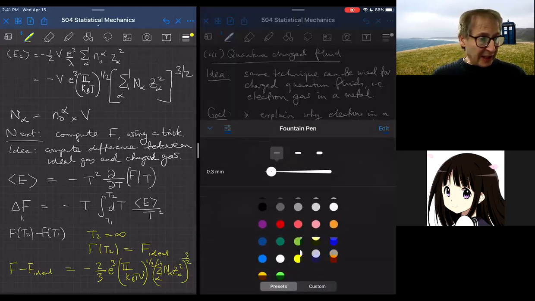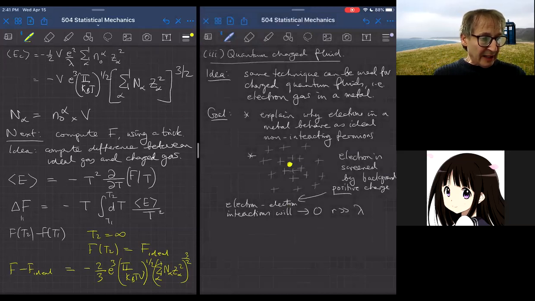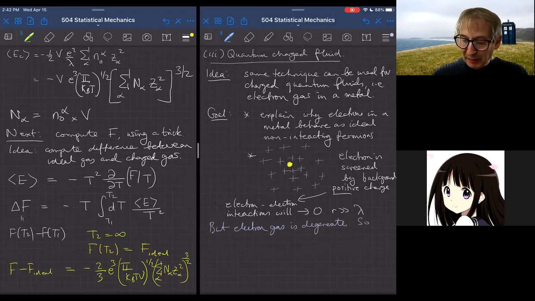And now what this account leaves out is that the electron gas is degenerate. And so the question that we want to ask is how is the screening analysis modified for degenerate quantum systems?